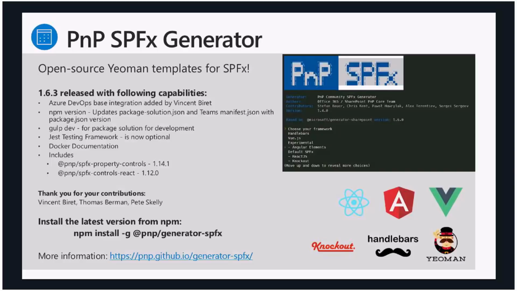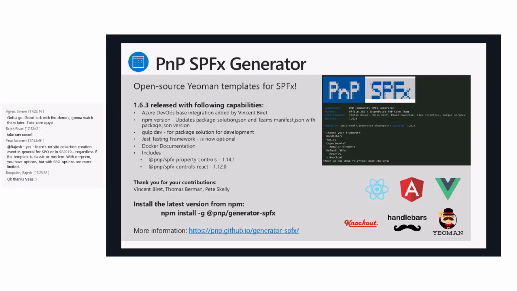Another thing we had a problem with in the past was that Jest was always marked as required, which is not always the case. So in case you don't want to use the Jest testing framework, you can now unselect it in the generator, and then the package.json file and all the things that come with this framework won't be injected in your solution.